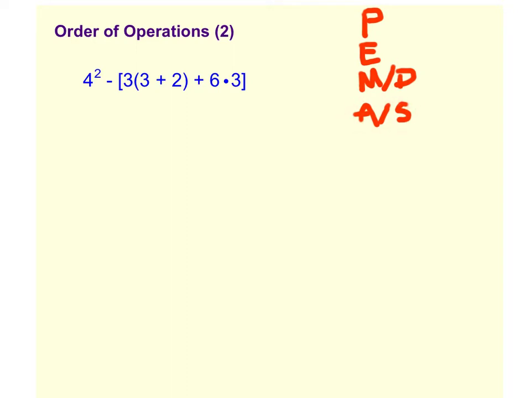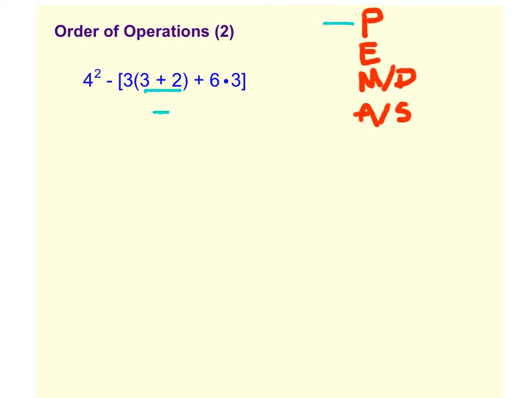So I wanted to do an example where you have a couple sets of parentheses happening. Here we can see that we've got these brackets and they look a little bit different, but brackets are going to work just like parentheses. So we go through PEMDAS, we start with parentheses. When you have a set of brackets, look for the innermost set of parentheses, and that's where we're going to start. So we're going to start with this 3 plus 2.